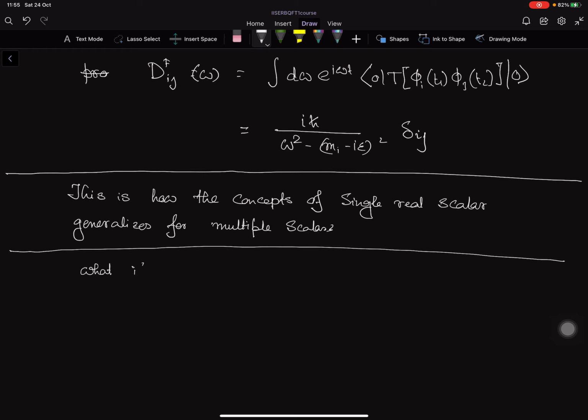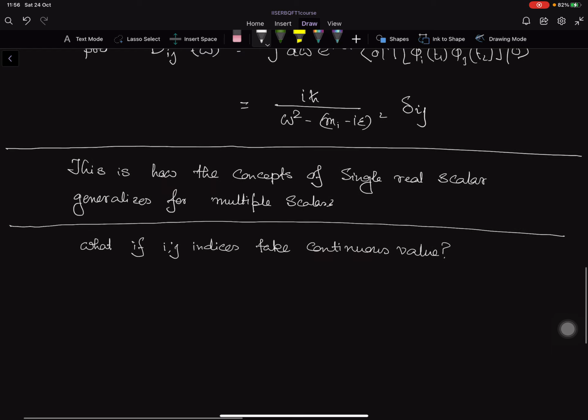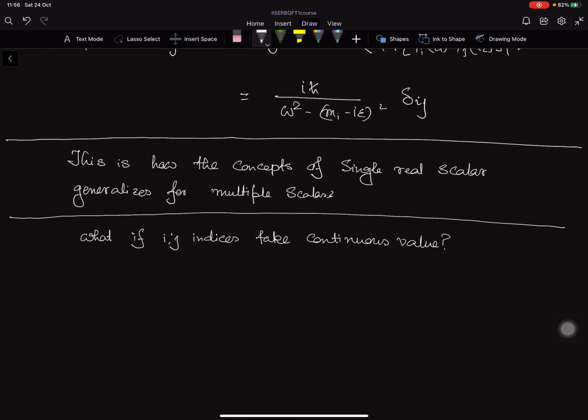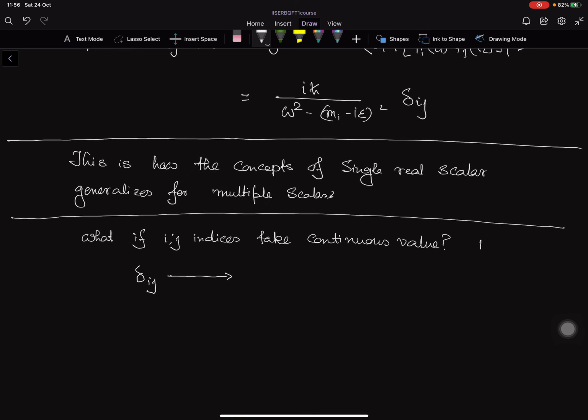What if the i and j indices take continuous values? Okay, so if the i and j indices take continuous values, from these expressions it's pretty clear that the only thing that will actually change is the delta function, the Kronecker delta function. Let's say the i and j take continuous values and we denote them p and p prime. So these are my continuous indices.